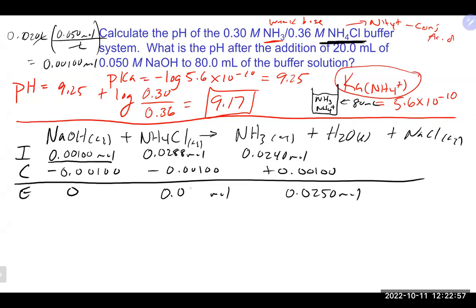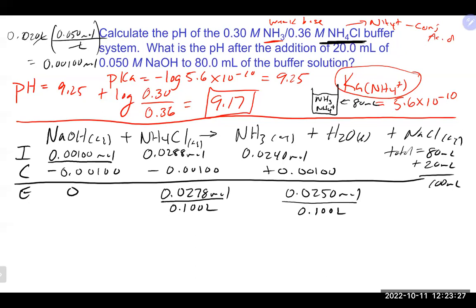All right, so 0.0278. At this point, we do want to convert it back into molarity. So we want the total volume here. Total volume at this point is we started with 80 milliliters of the buffer. To that, we added 20 milliliters of our sodium hydroxide, which gives us a total volume of 100 milliliters, which means we're really going to divide each of these by 0.1 liters, which is 100 milliliters, converted. And that basically moves everybody over to 0.278 molar and 0.250 molar at this point.